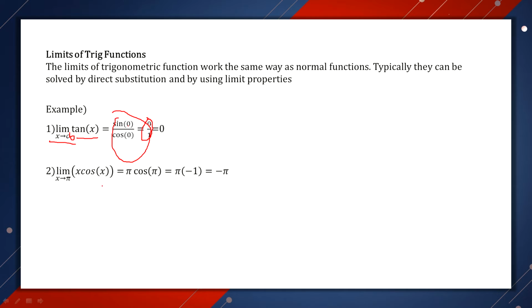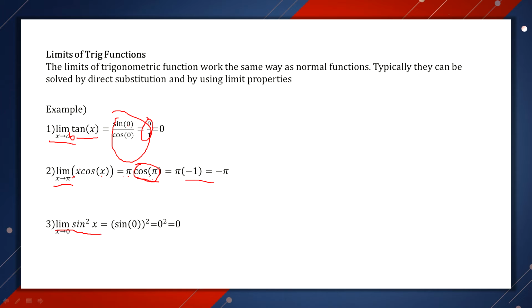Then here is the second question. Limit of x cosine x as x approaches pi. So we can directly plug in x equal to pi, so it has pi, and cosine x becomes cosine pi, and then cosine pi is equal to -1, so the result is negative pi. And the third question.